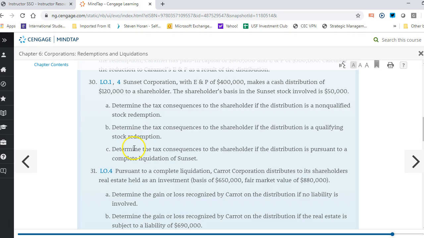For part C, it says determine the tax consequence to the shareholder if the distribution is pursuant to a complete liquidation of Sunset. So now we're looking at complete liquidation. It's still a capital gain. So even though C is a complete liquidation, we treat it the same as B. It's still a long-term capital gain, 120 minus 50 for 70. So they both work out the same way.